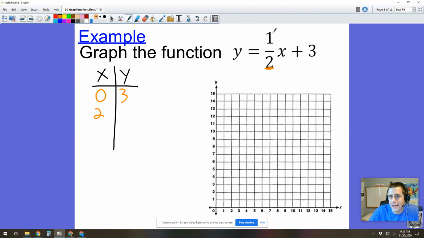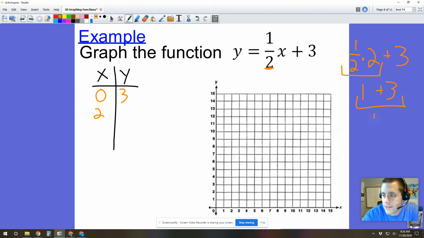Plugging a 2 into x, 1/2 times 2, I'm going to work it out here on the side so you can see it, 1/2 times 2 plus 3. Multiplication first, 1/2 times 2 is 1, and then we have 1 plus 3. 1 plus 3 is 4. When I input a 2, I output a 4.